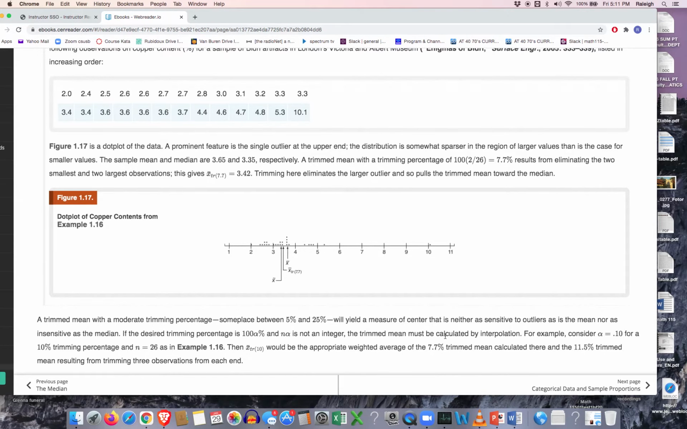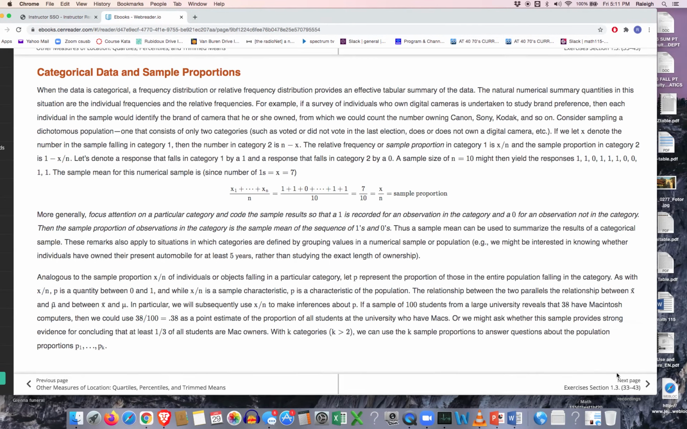Anyway, they go through a little detail there. And so you trim off 2 of them, it's 7.7%. You trim off 3 of them, it's 11.5%. And there's even a way of interpolating, but that does seem to be overkill. Your book really pushes the envelope on a few things here that I'm not quite accustomed to seeing.